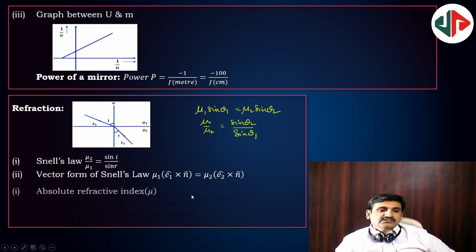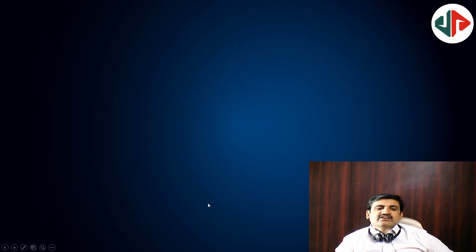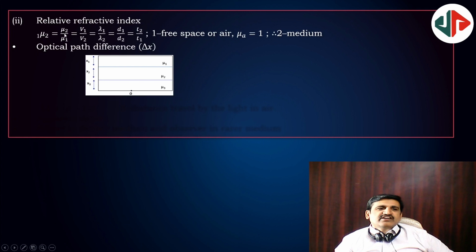Absolute refractive index is velocity of light in free space divided by velocity of light in a medium. It is also equal to the square root of relative permeability times relative permittivity. This absolute refractive index and relative refractive index will be different. Relative refractive index is mu2 by mu1, that is velocity of light in the first medium by velocity of light in the medium it is entering, that is v1 by v2, and lambda1 by lambda2, d1 by d2, t2 by t1.